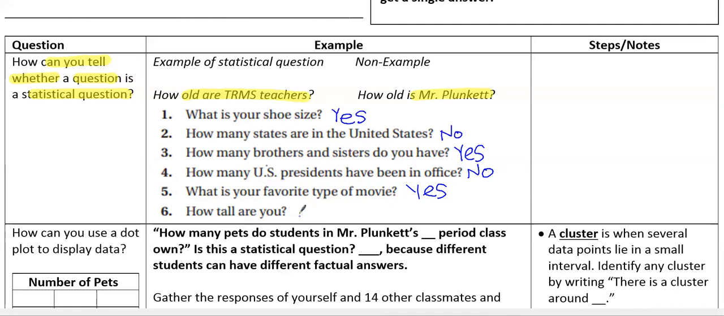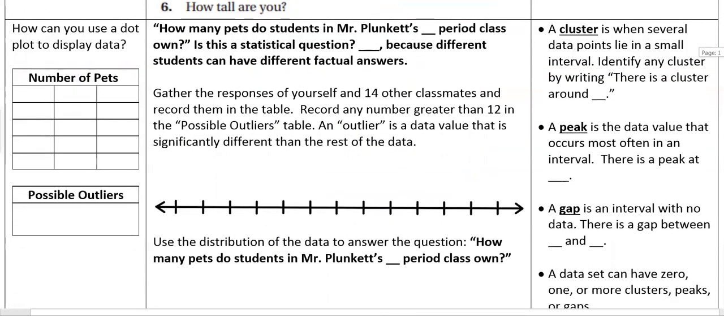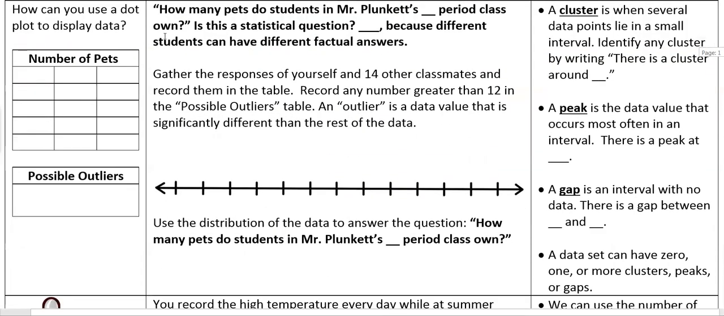How tall are you? If you ask different people, are they going to have different answers? Yes, they'll have different answers. And so, yes, that's a statistical question. All right. Well, on the Flipgrid today, I asked, how many pets do you have? And you'll never believe this, but different people had different answers, which means that asking how many pets do you have is certainly a statistical question.